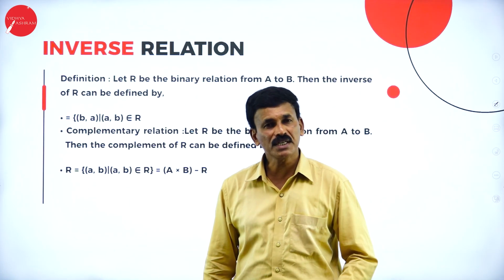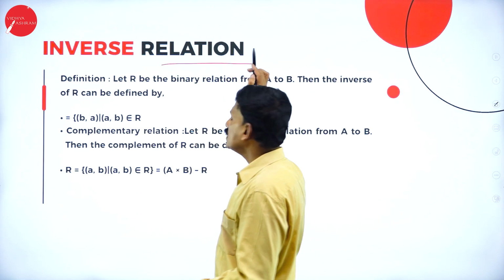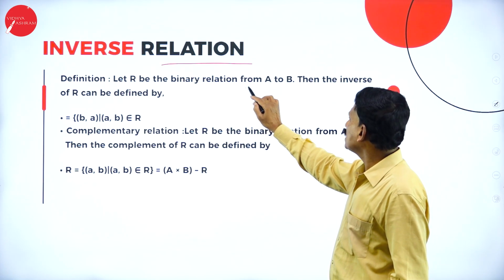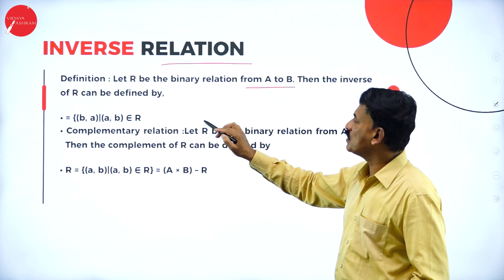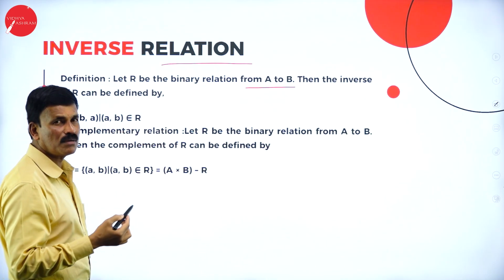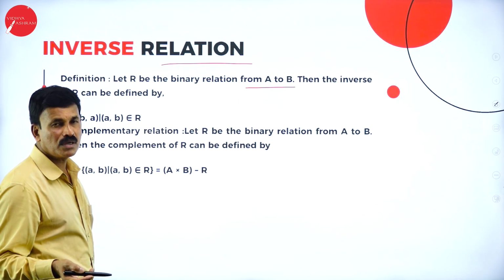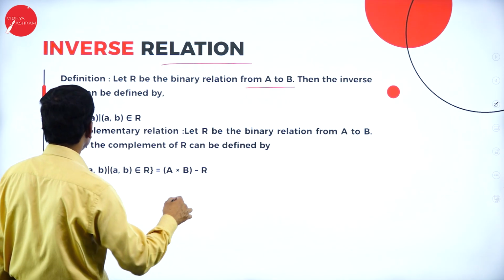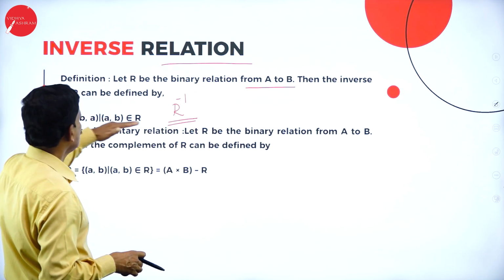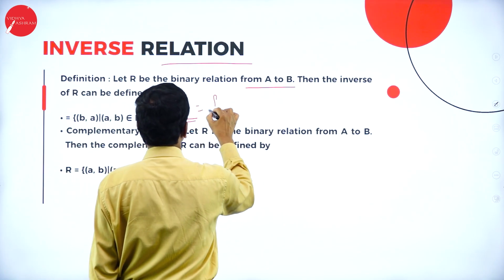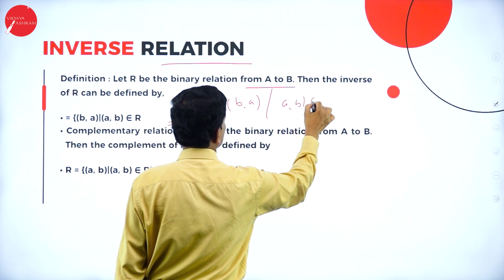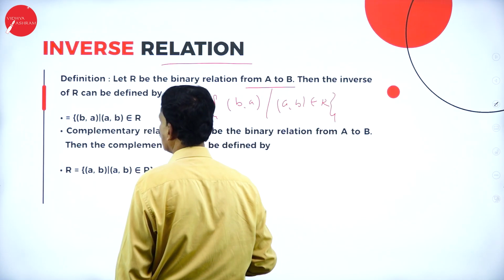Let us come to the next concept, inverse relation. What is an inverse relation? Let R be a binary relation from A to B, then the inverse of R can be defined by (b,a) such that (a,b) belongs to R. If (a,b) belongs to R, then (b,a) is called the inverse relation and it is denoted as R inverse. R inverse is equal to {(b,a) such that (a,b) belongs to R}.